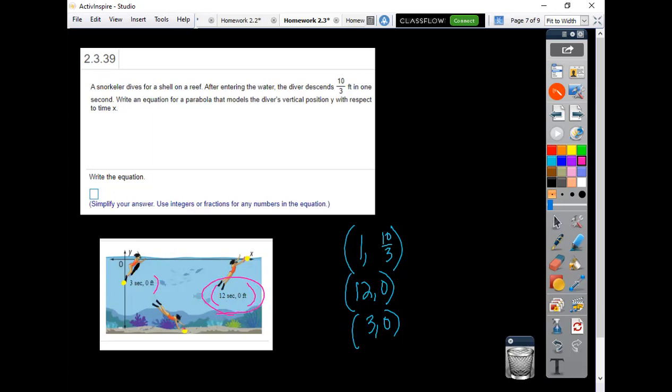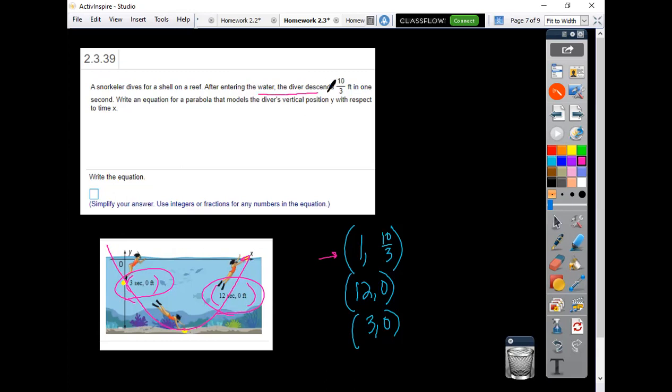I don't see where it was up in the story, so I'm taking it from the graph. A snorkeler dives, enters the water, and goes 10/3 feet in 1 second. So I'm not real positive. This doesn't really make sense for the bottom, because if it's 3 seconds, 0, and then at 12 back up to the top, and that's supposed to be a parabola, I'm just not sure about this.